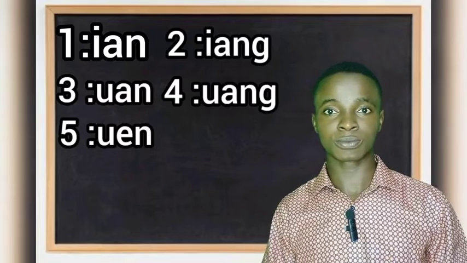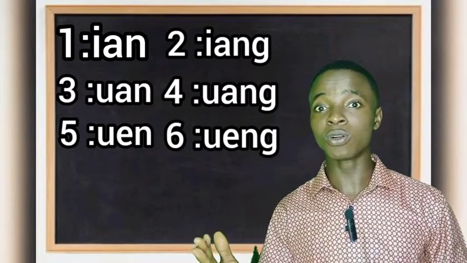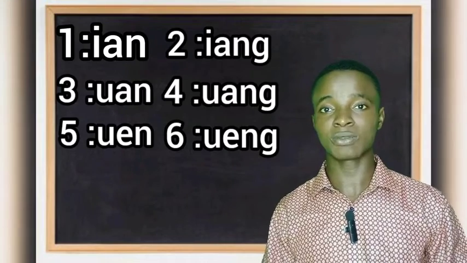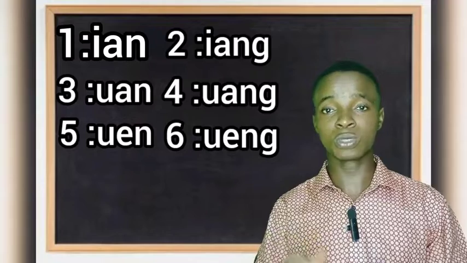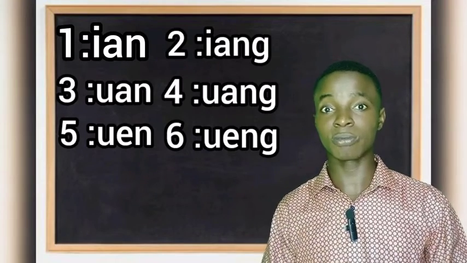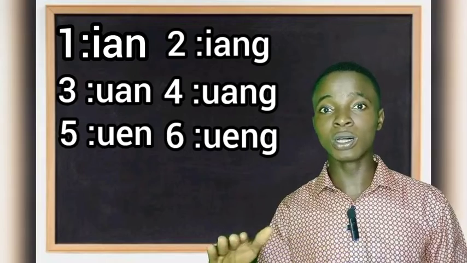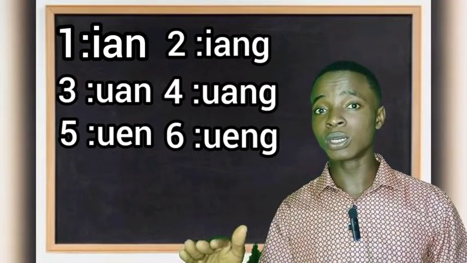Wen. The sixth one on the screen is weng. Repeat after me. Weng. The woo sound will also be read first before the ng sound follows up very quickly. Weng. Repeat after me. Weng.